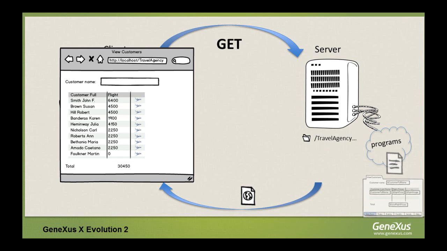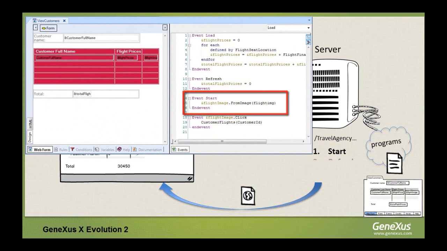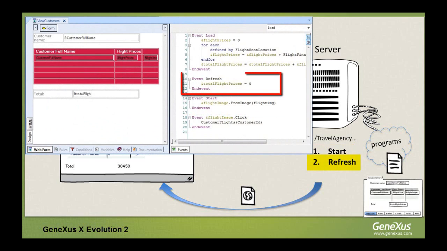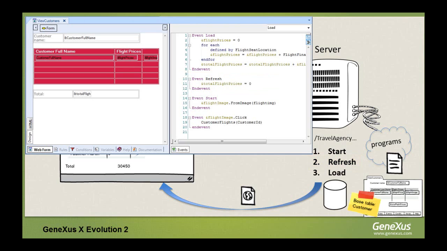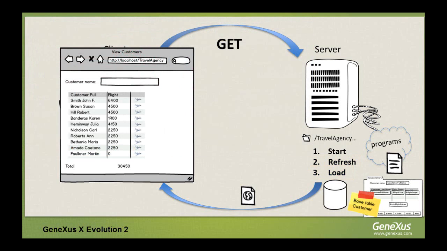First, the start event. In our case, it's where the grid variable is assigned an image of the plane. Second, the refresh event. Since it's a web panel with a grid with base table, it will cause an access to the corresponding table, immediately running the load event for each record whose data is retrieved to be added as a grid line in the HTML that will be sent to the client. That is to say, if there are 10 records in the base table, the load event will be executed 10 times in a row, once for each record.